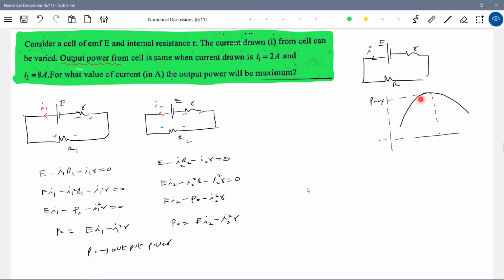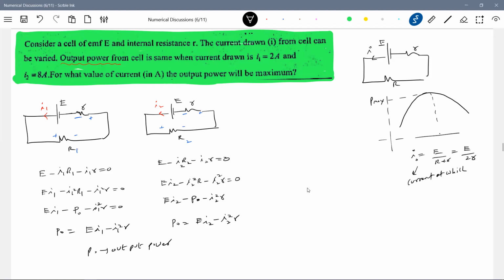No, this is the maximum power. So the power delivered by the source to the load is maximum when these two resistances are equal. Then what is the formula for that? What is the load current? I should be equal to E by R plus R, or E by 2R. This is I naught, we'll call this current. This is the current for which the power delivered by the source to the load will be maximum.